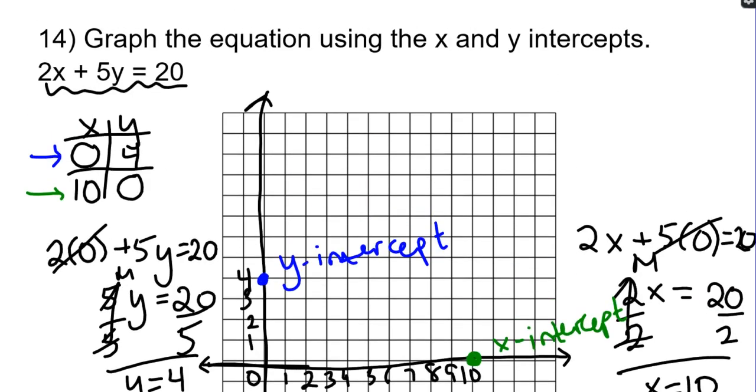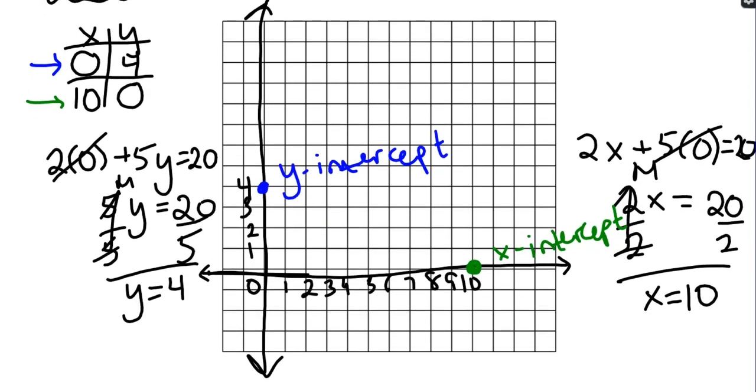And of course, we don't just want the intercepts. We wanted to graph the whole equation. So in order to represent all the possibilities for this equation, we're going to connect that and add arrows. And now we show the whole picture of this equation.